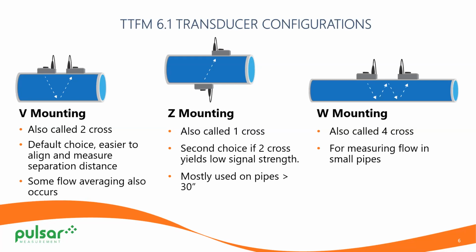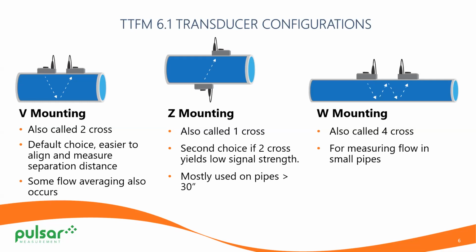And that's one theme you'll hear with our transit time meter is we really gauge off of signal strength. Let's say I put it on, I expect 100% signal strength. I'm getting 50. I don't like that. Something's wrong. And I don't think I'm going to get accurate measurements. So we have diagnostic tools that show you signal strength, and also show you some other metrics that we can use to determine whether we're getting an accurate signal or not. The Z mounting is mostly used on pipes greater than 30 inches. That statement is a little outdated. We have now introduced our new large pipe transducers, and I will talk about that in a little while here.